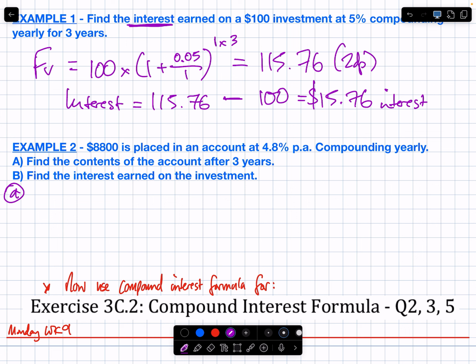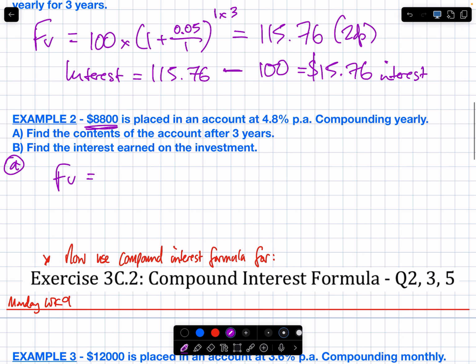All right, let's do A. Find the contents of the account after 3 years. FV is going to be the contents. What did I put into the account? I placed 8,800 in there. Times by 1 plus. What's 4.8% going to be as a decimal?